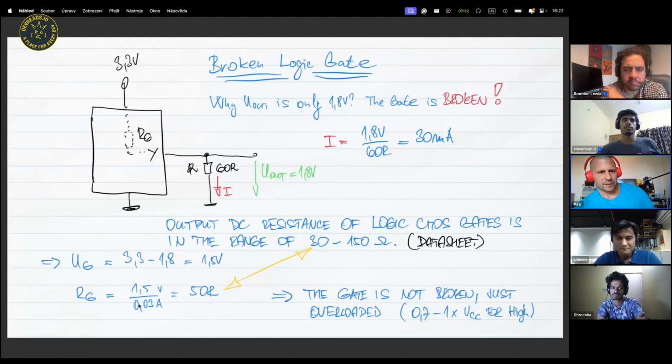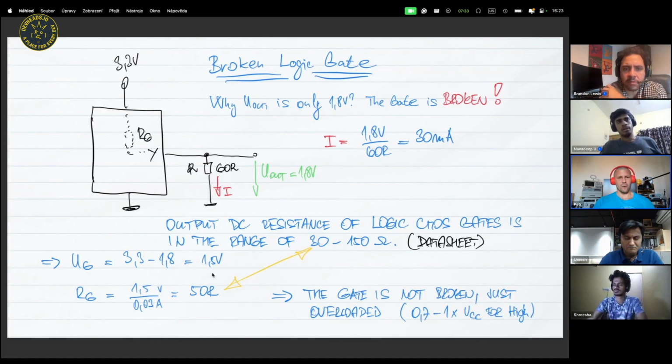So now you can see that the entire circuit acts like a voltage divider. We know that the voltage at the output of the logic gate is 1.8. The total voltage is 3.3. So the voltage drop at the upper CMOS transistor must be 3.3 minus 1.8, which is 1.5. So we have a voltage drop at the upper side of the CMOS cell. Now we can calculate the resistance of that imaginary resistor. This is 1.5 divided by 30 milliamps, which is the current flowing from the output of the logic gate. And by simple division, we get the value of 50 ohms.